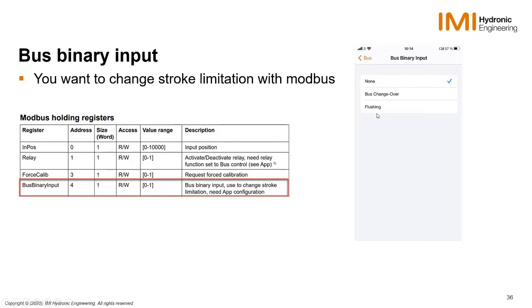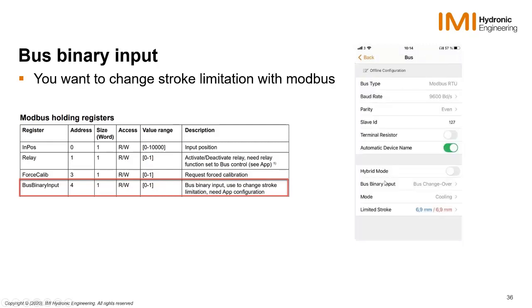You could do a flushing with it. So if you would select flushing here, you could activate the flushing of the valve by using this bus binary input to write a 1 to that. Or you can have a bus changeover. So if I would like to select a bus changeover because I would like to have maybe another stroke limitation of my valve, I can do that. So I click bus changeover. Now you see it's expanded here, mode, it's cooling, and then you have your limited stroke here.